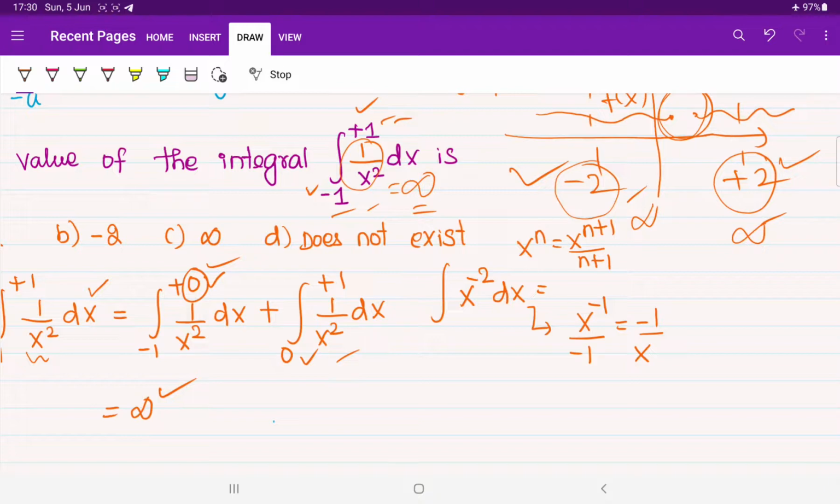Okay, anyway, this given integral is an improper integral and its corresponding answer is infinity. The correct answer is option C.